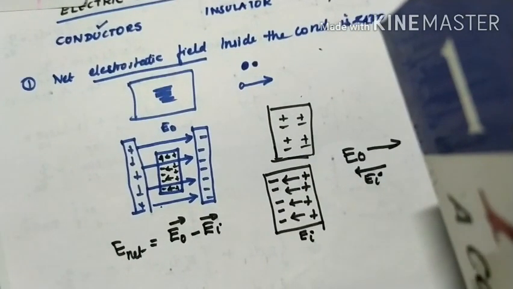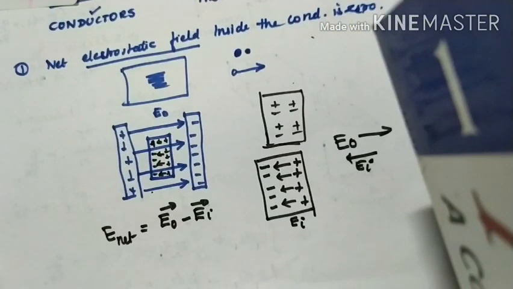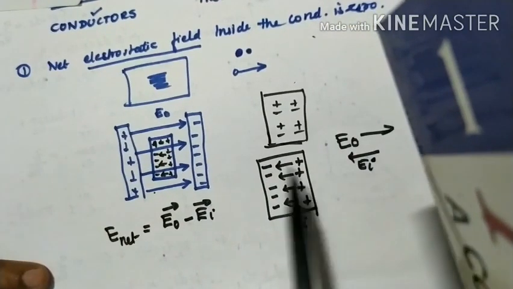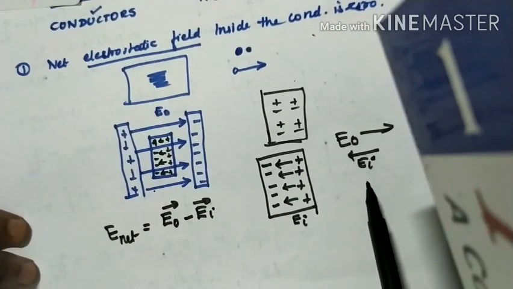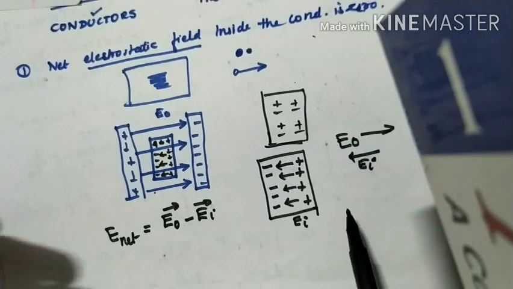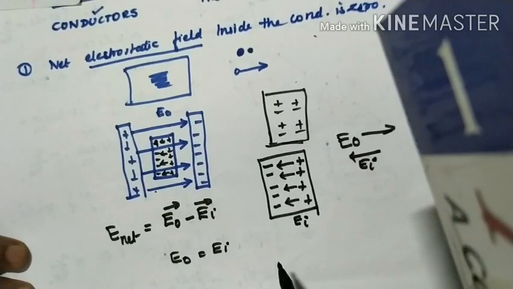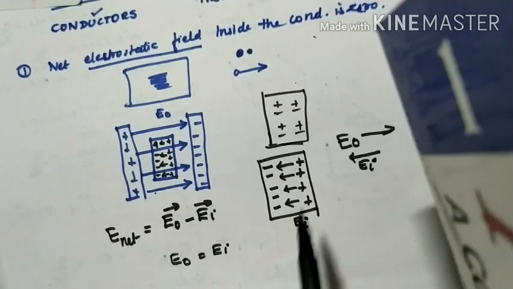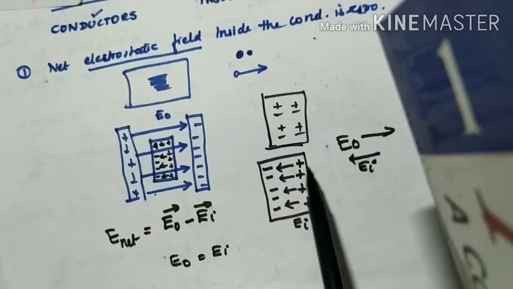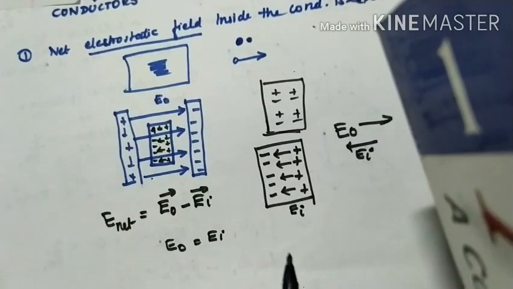Right. Now, till when does this occur, or what condition is it going to happen, guys? At some point, there will be a condition that this external field and this internal or induced field will become equal. That is, E naught will be equal to E I. Till that condition is achieved, the electrons will be drifting, the protons will be drifting. Once this condition is achieved, the static equilibrium is achieved.